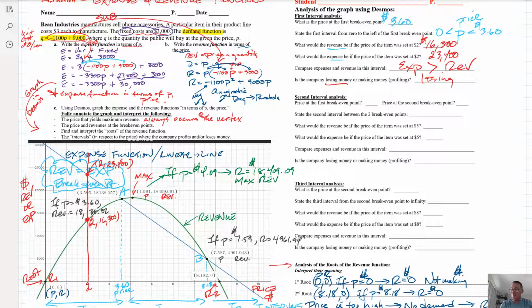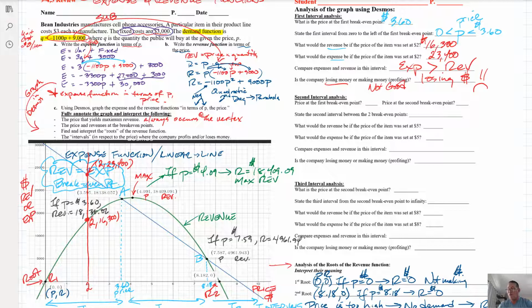This is a bad thing. So we're losing money. Not good. This is a bad situation. So you don't want to set the price between 0 and $3.60 because the company's going to be losing money. If you were the financial analyst in the company, the bean counter, as they say, you would say, hey, this is no good, guys. Do not set the price here. It's too low. So you got to go a little bit higher.